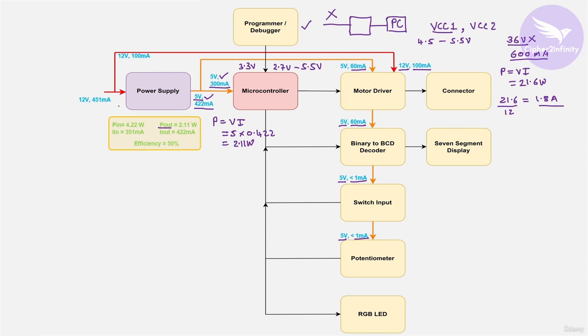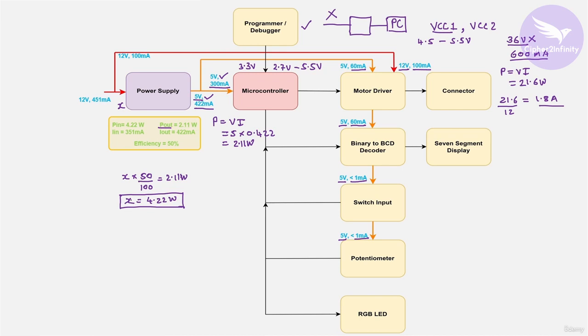Okay. So let's consider the X as an input power, and let's consider the efficiency as 50%. And considering that, let's calculate the input power. So as I told you, we have the efficiency of 50%. So X into 50% gives us the output power of 2.11 watt. And that gives us input power as 4.22 watt. So when we will provide 4.22 watts of input power to this particular power supply IC, then this power supply IC will be able to provide 2.11 watt of output power.